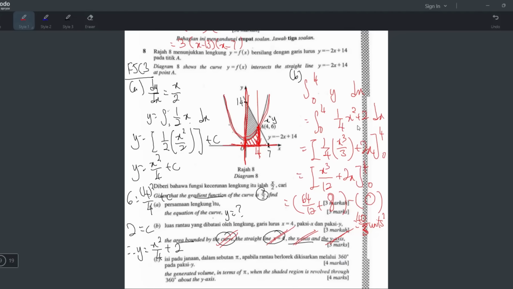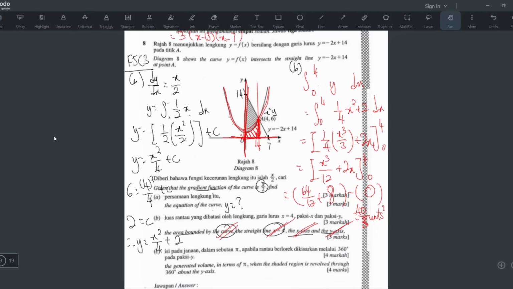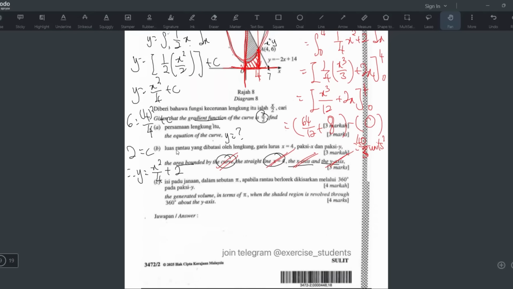But what if you are using y-axis? For y-axis, the right side is positive, the left side is negative. But for this one no need. Alright, hope you understand. Now let's go to C, the last part.